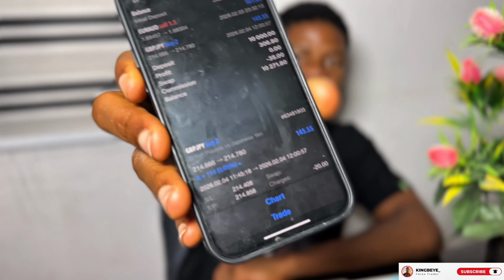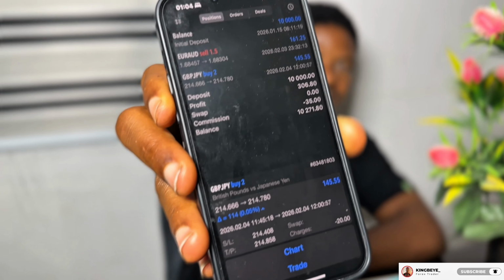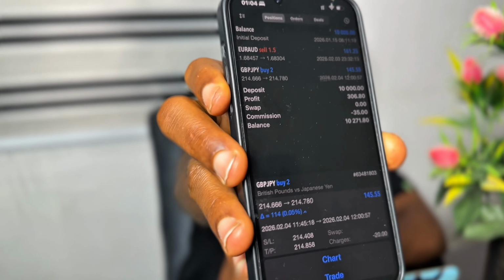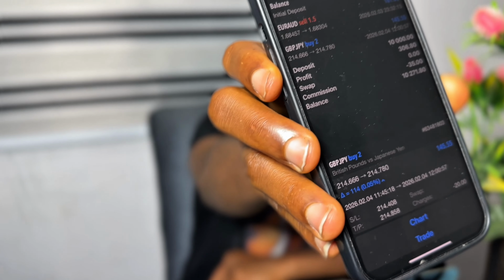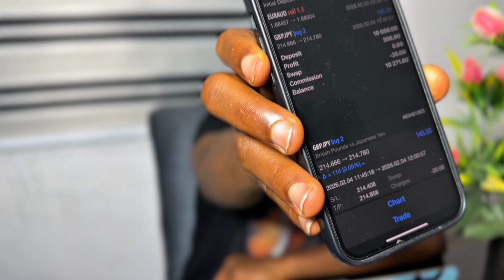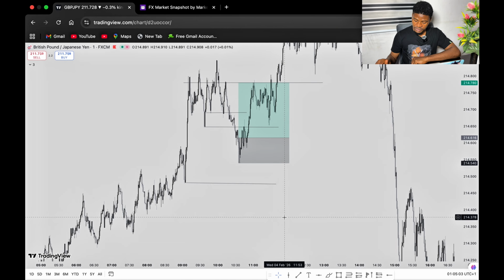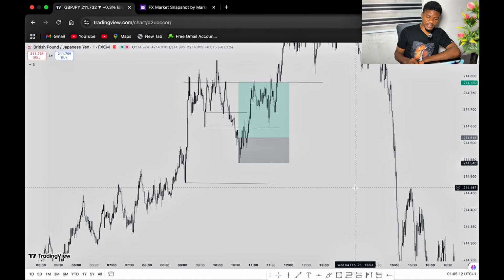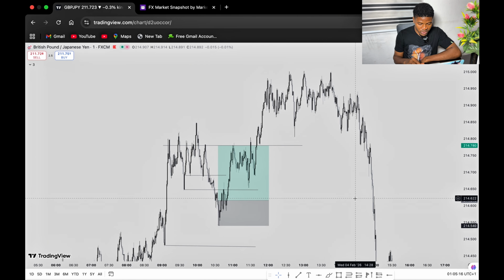You can check the time. GBP JPY, it was on Wednesday. Check the timing. It was just very, very fast, and I got into the trade, and I got out, and I kept the bag. So I made a little amount of money, but at least it was good.